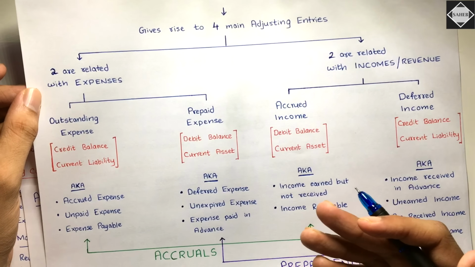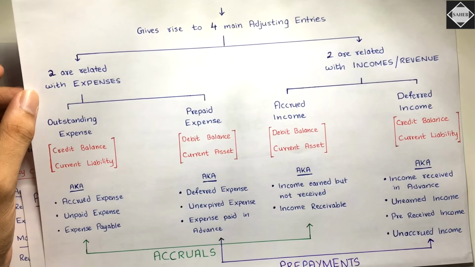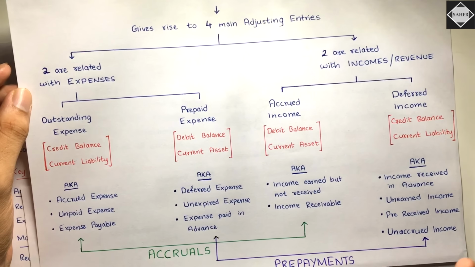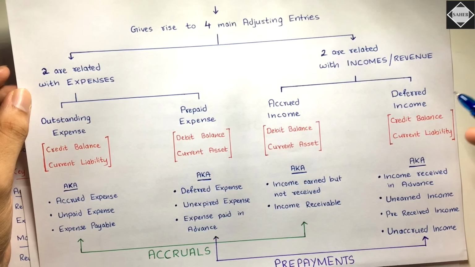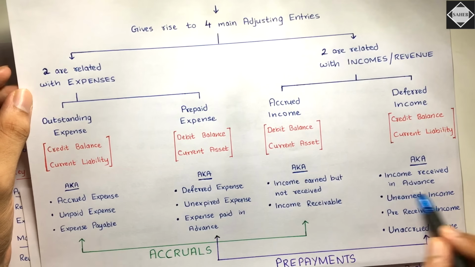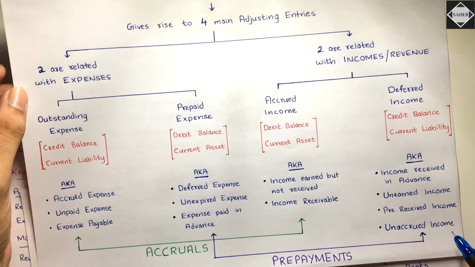Lots of different names are there, so you have to be careful. You have to know all these things. If you want to be a proper accountant, then you must know everything. Then deferred income is also known as what? Income received in advance, unearned income, pre-received income, unaccrued income.